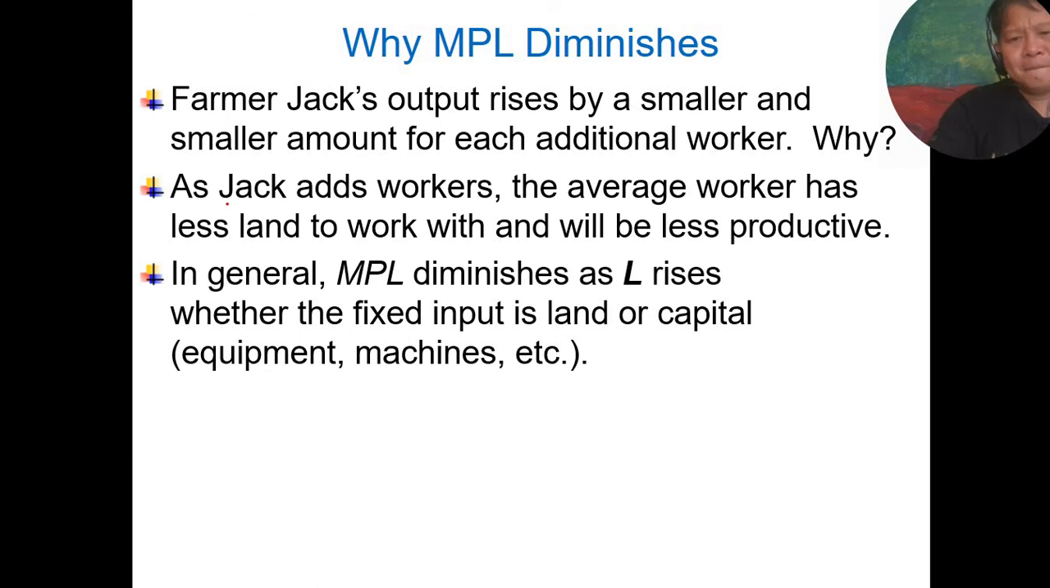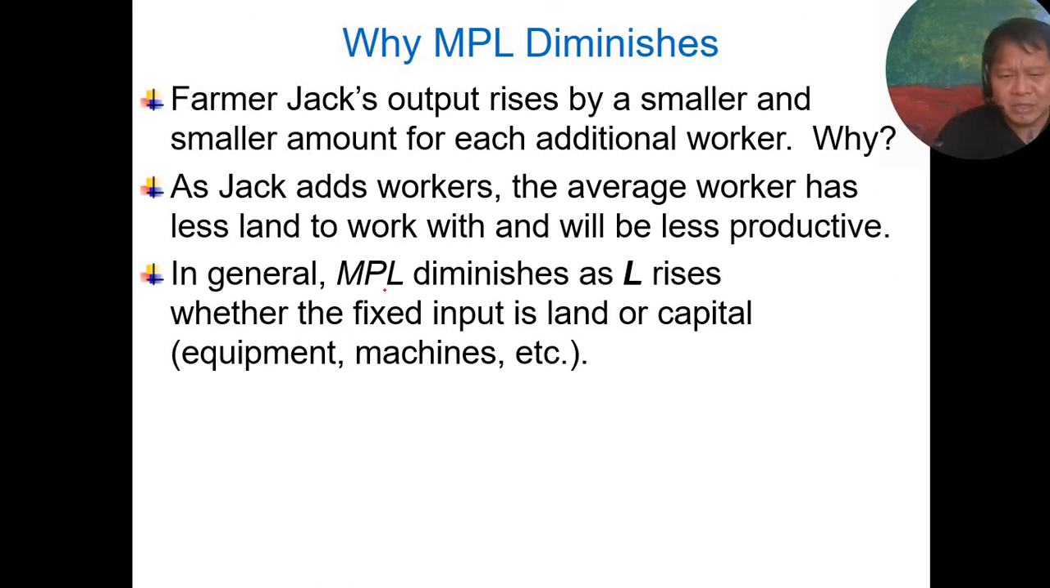Why? As Jack adds workers, the average worker has less land to work with, and will be less productive. If the area is only 5 hectares and there are many workers, the land is divided among them, so each worker has a smaller share of land to farm. So, the worker has less land to work with and will be less productive. Less productive when there are too many workers.